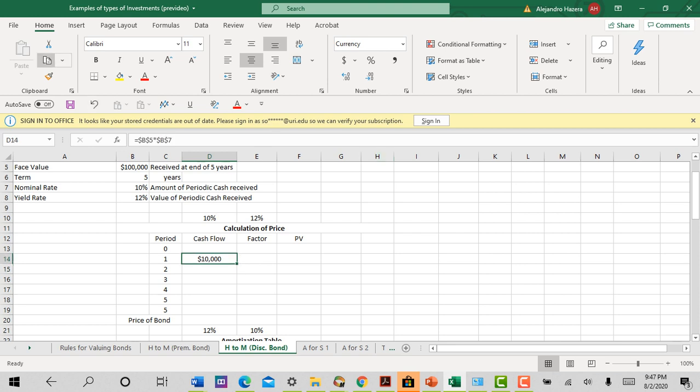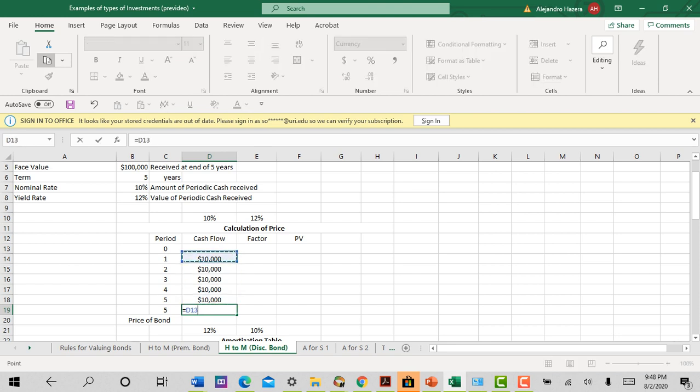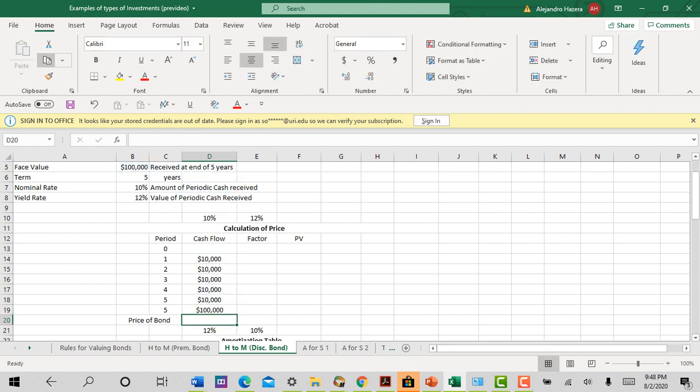And we'll copy those down. So far, nothing's changed. And we'll recognize once again that in year 5, you're going to get both the interest payment and you will also get the face value. Okay, now for the discount factors.